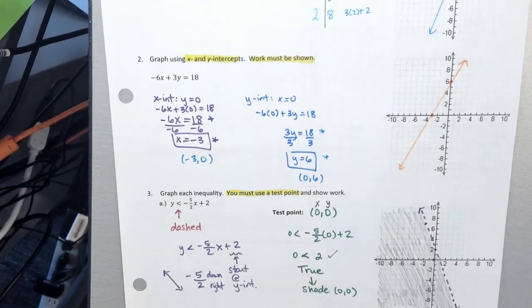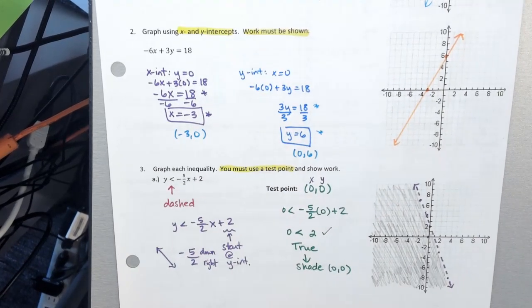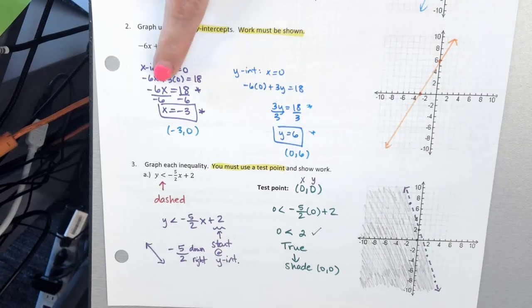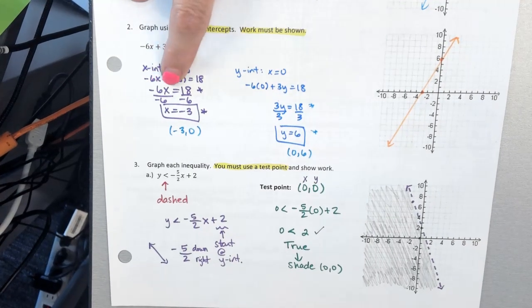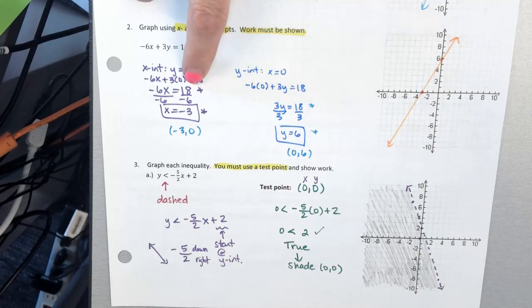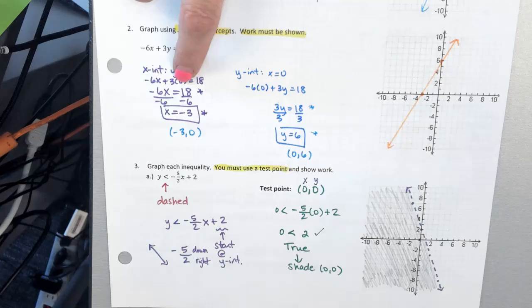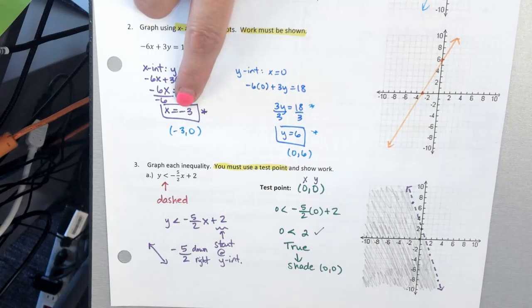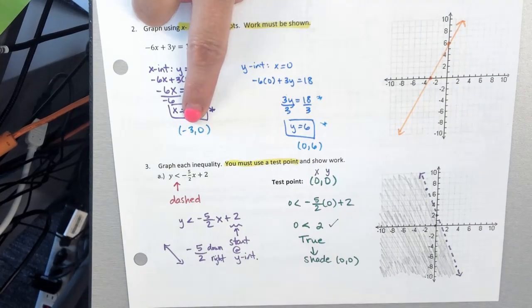For question 2, you are graphing using the x and y intercepts. I was a little surprised that some of us forgot how to do this. Remember, with an x-intercept, you want to plug in y is 0. Once you plug it in, you're going to get to negative 6x equals 18. Now, I put a little star by that step, saying that's one of the integral steps. You have to make sure you have that, and you have to make sure that you have x equals negative 3. You can also write it as a point.